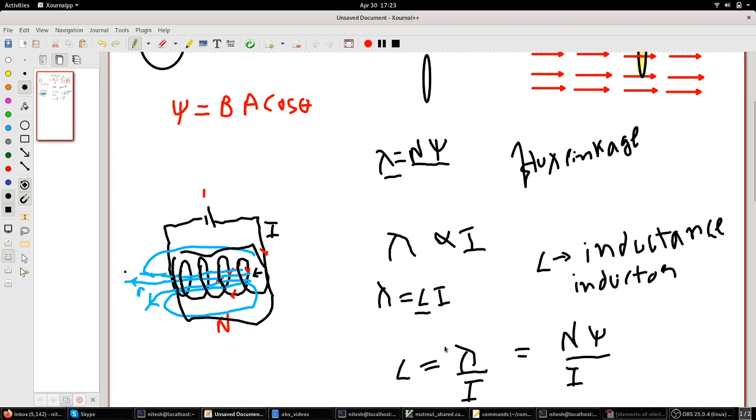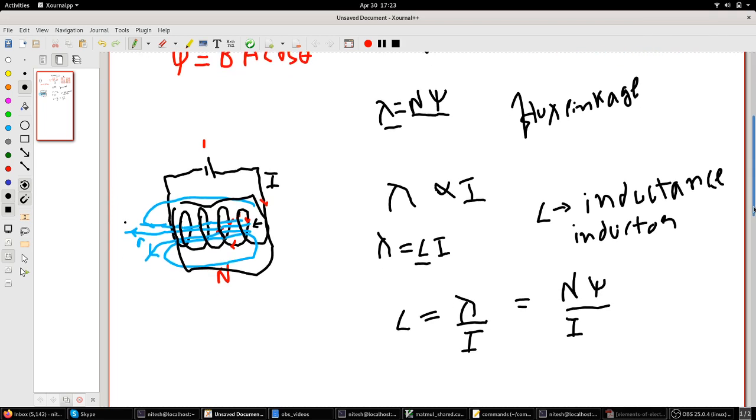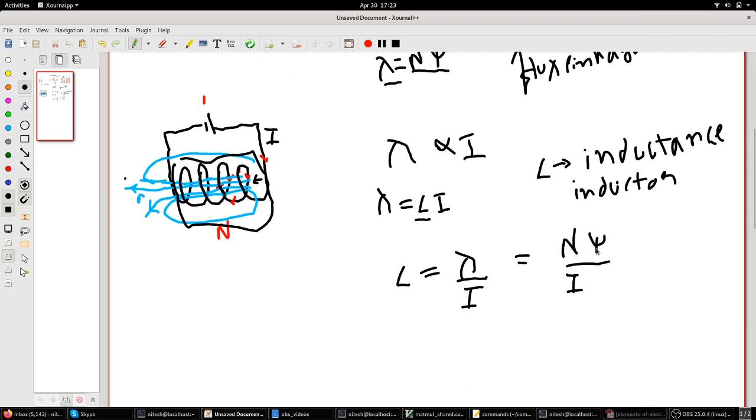So that inductance is given as lambda by I, which is equal to n psi by I. So this L, which is generated by the current passing through the inductor, is called the self-inductance.